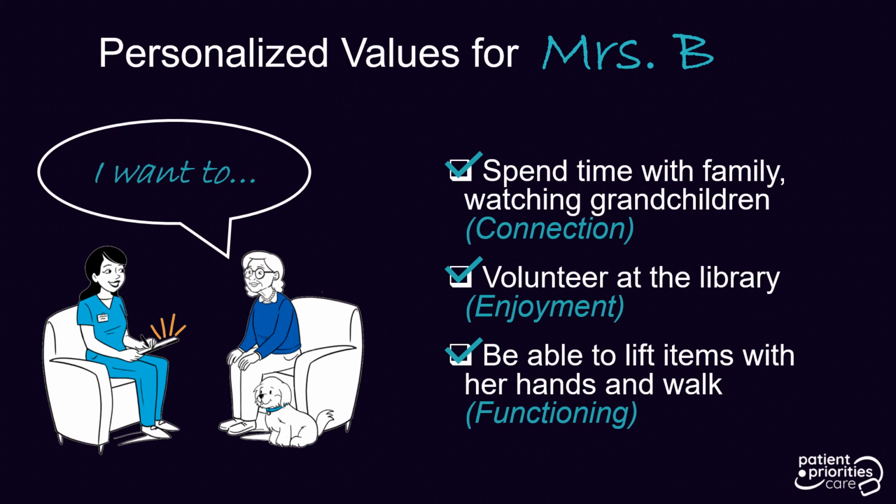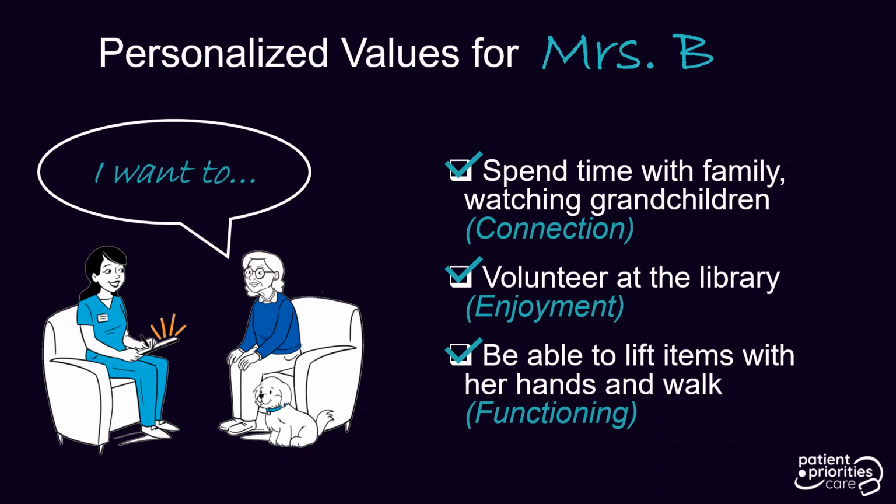This is an example of what Mrs. B's list of values might look like after the PPC facilitation. Mrs. B says, "I want to be able to spend time with my family, specifically watching my grandchildren." This would be an example of a value in the connection domain. She also says, "I want to be able to volunteer at the library," which is something that brings her enjoyment. Finally, Mrs. B wants to be able to lift items with her hands and to be able to walk.